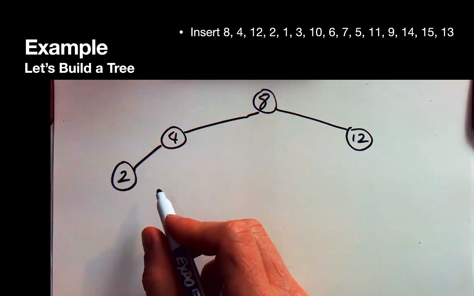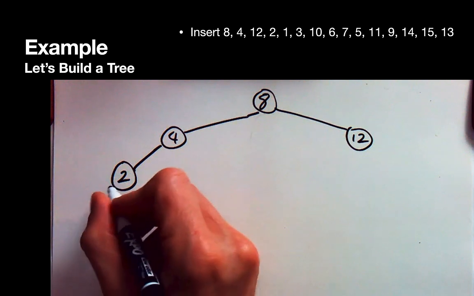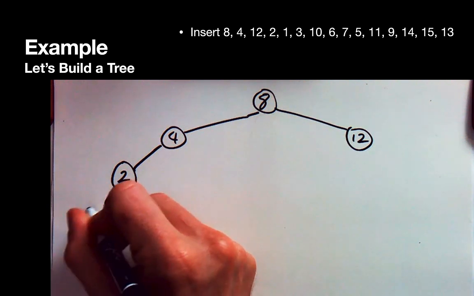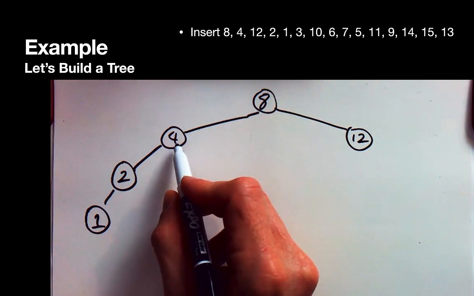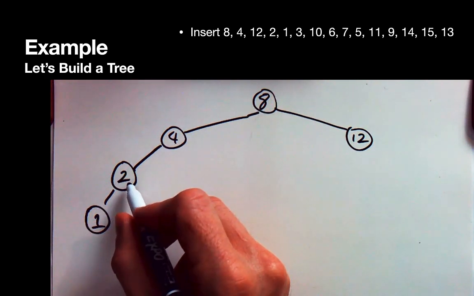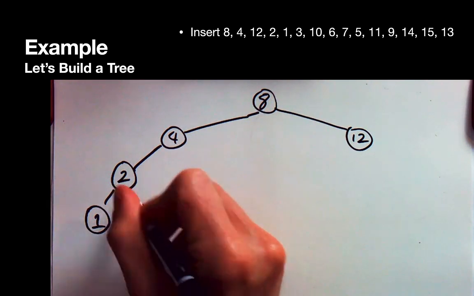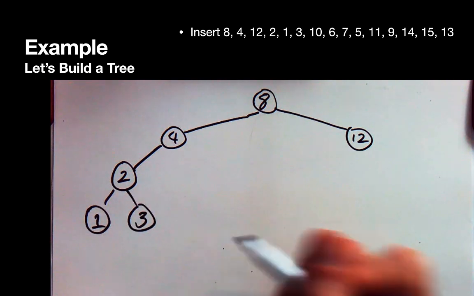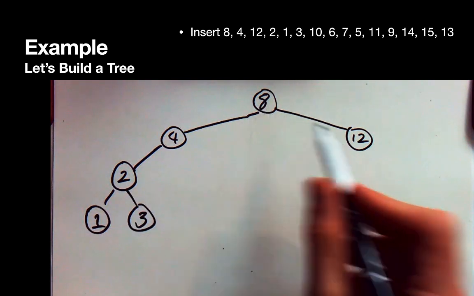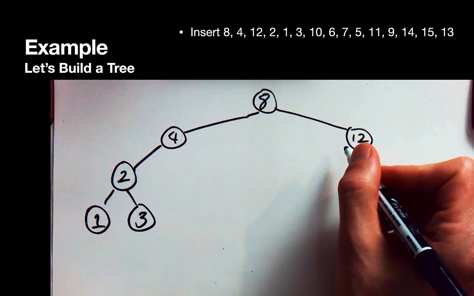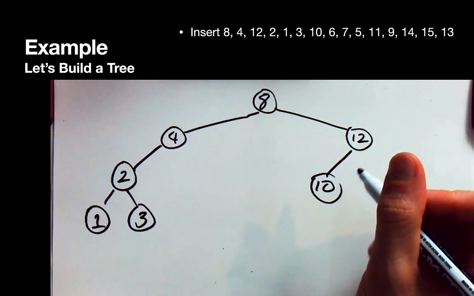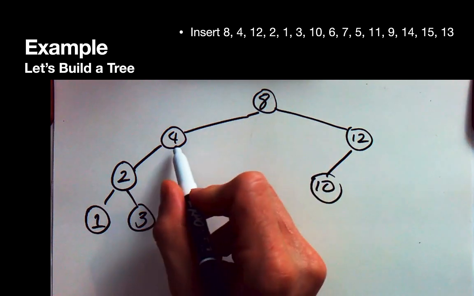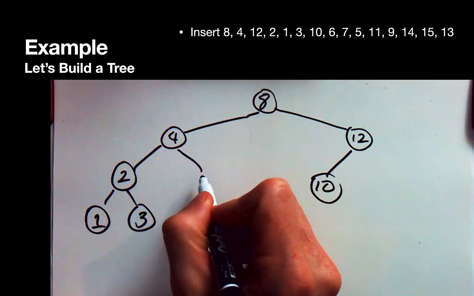And then after that, we have a 1, before the 8, before the 4, before the 2. Next, we're going to insert a 3, so that comes before the 8, before the 4, but after the 2, so like that. Next up, we've got a 10, so that comes after the 8, but before the 12. Next is a 6, that comes before the 8, but after the 4.